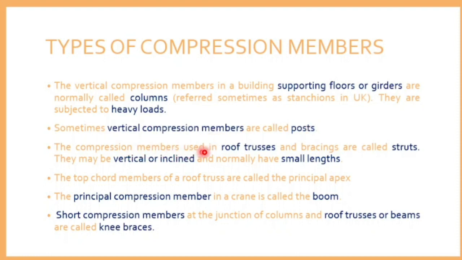The compression member used for roof truss is called a strut. It either might be a king post truss, queen post truss. In a truss element, if you are having any compression member, it is called a strut. Note that the strut can be vertical or inclined. Always the compression member is not vertical, it can be inclined also. You saw the bracings, bracings are inclined only. The inclined members can also be a compression member.